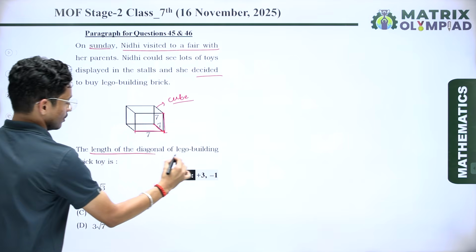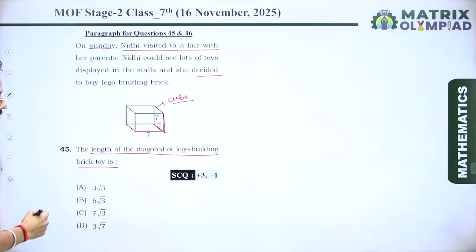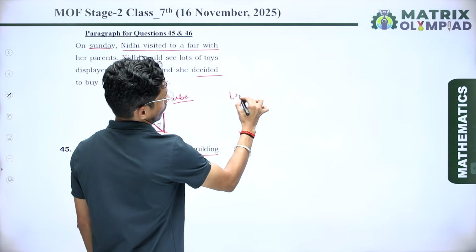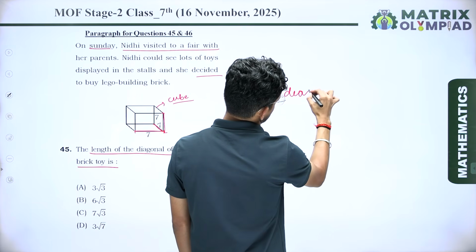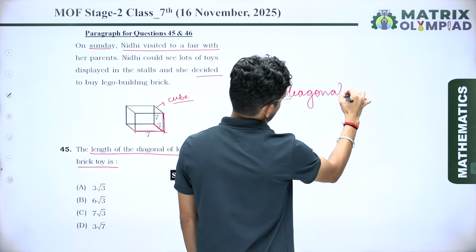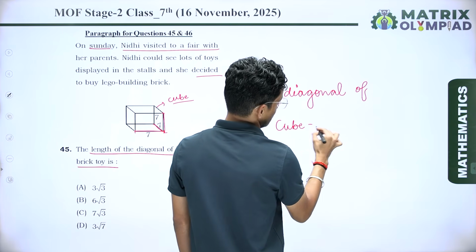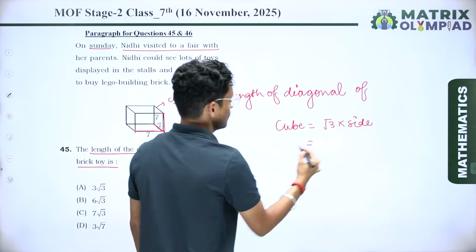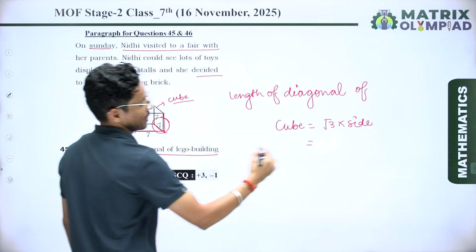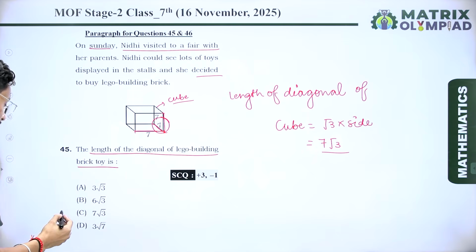So the length of the diagonal of the Lego building brick toy. We know the length of the diagonal of a cube is under root 3 multiplied by side, and here we have side 7. So I can write here 7 under root 3. So 7 under root 3, it means option number C is the correct answer.